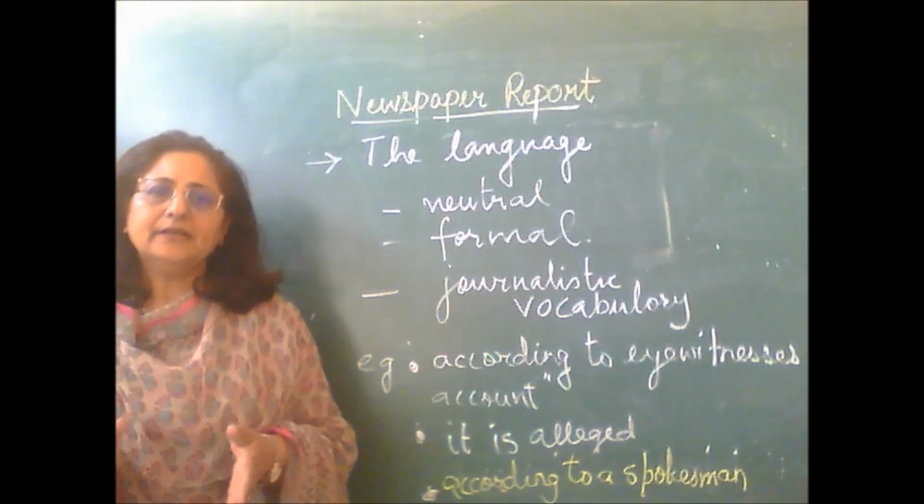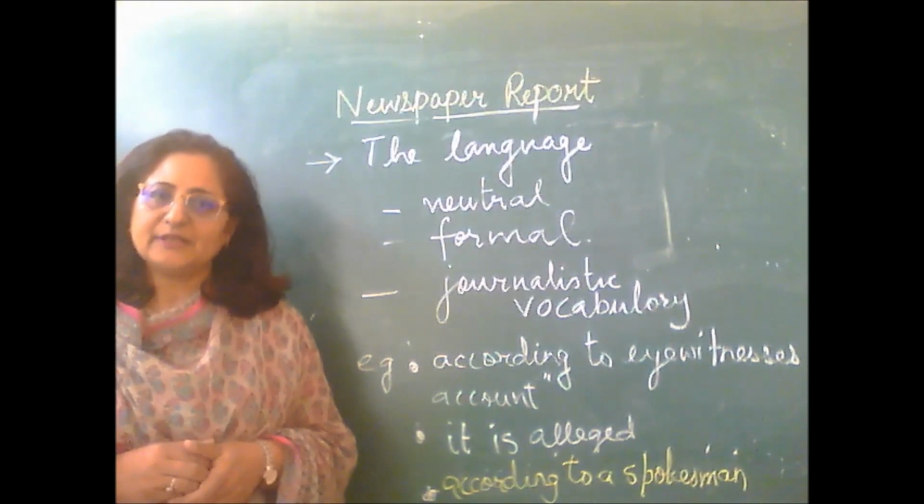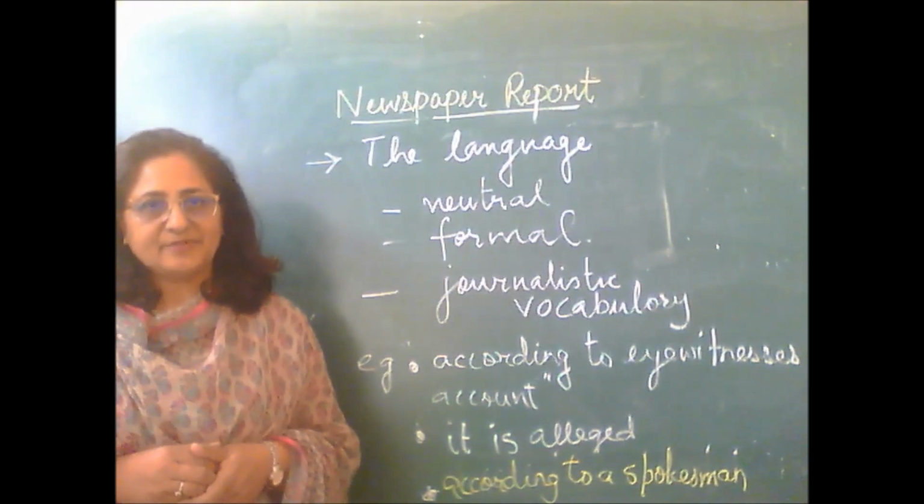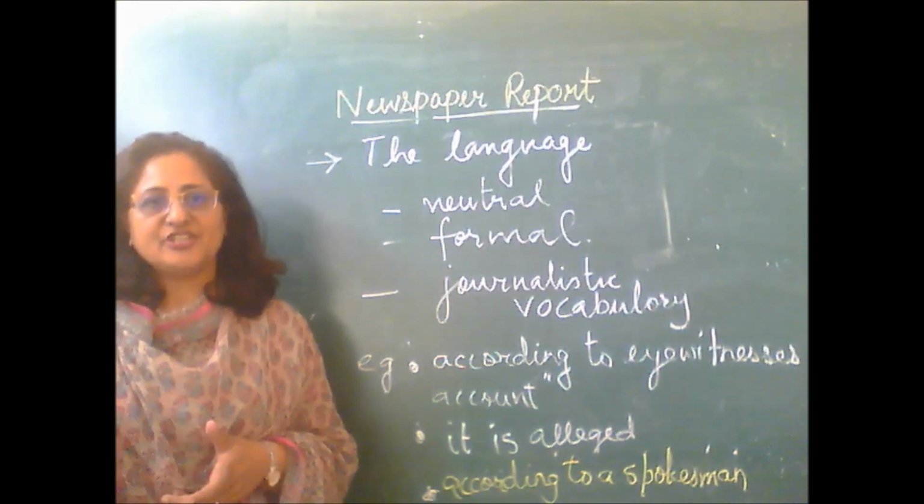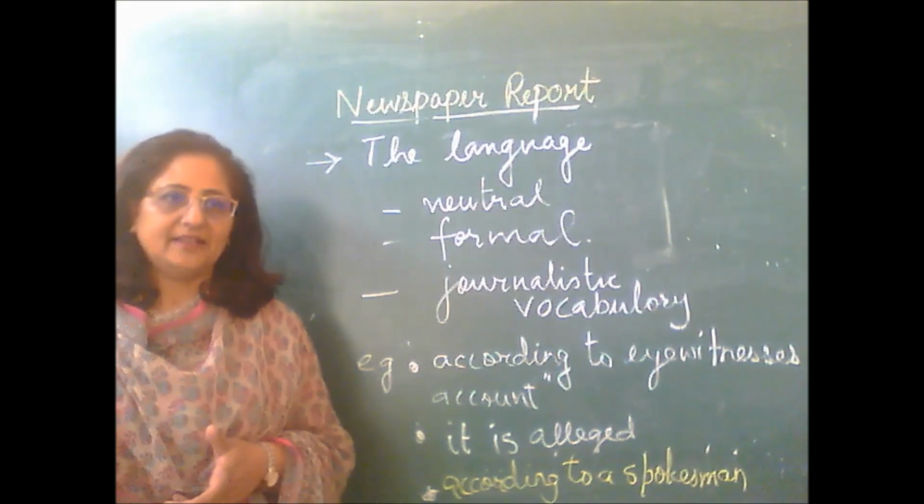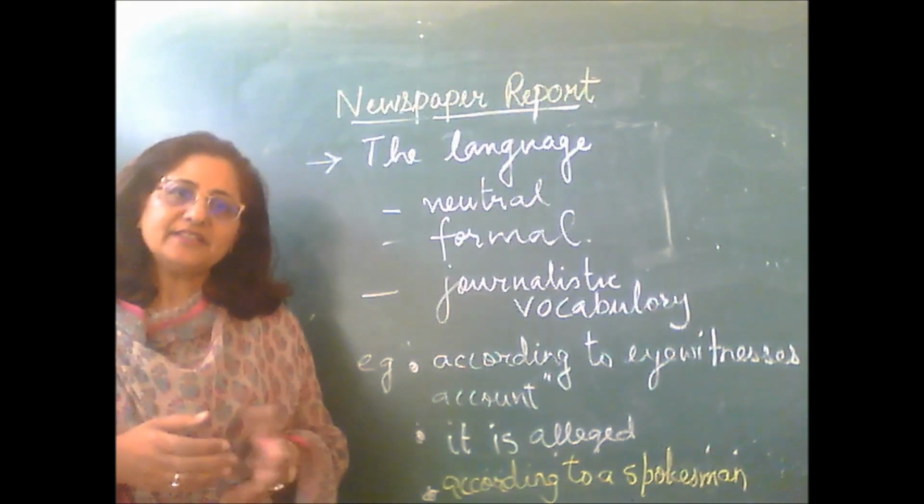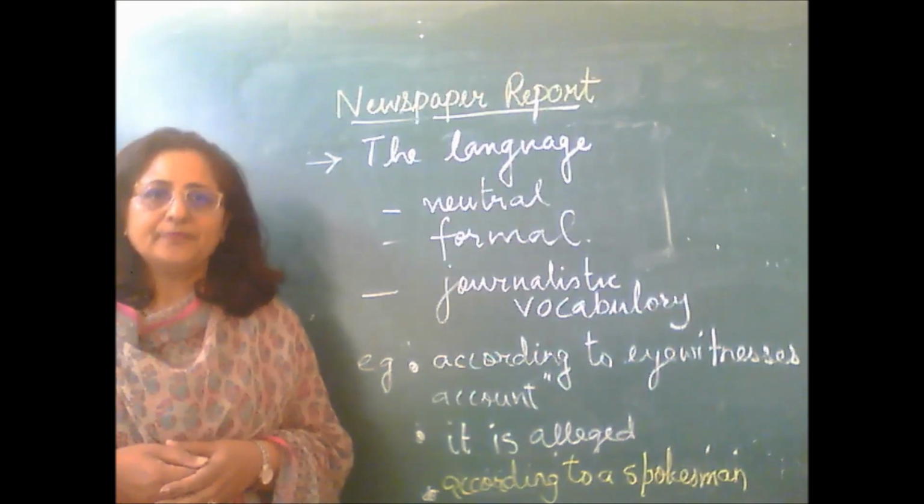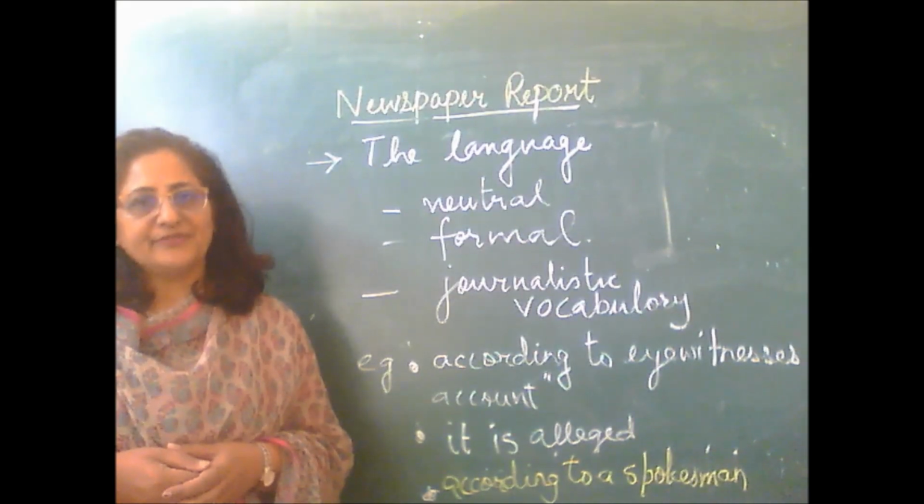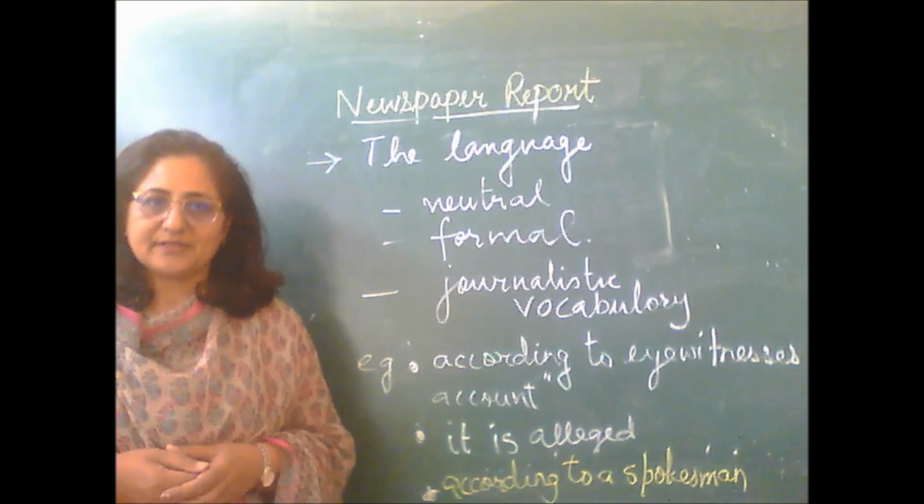Now remember, a report is usually written in the third person, indirect speech, and passive voice. For example, he, she, it, they, them. Since the events have already occurred, the tenses used should be simple past, past perfect, past continuous.